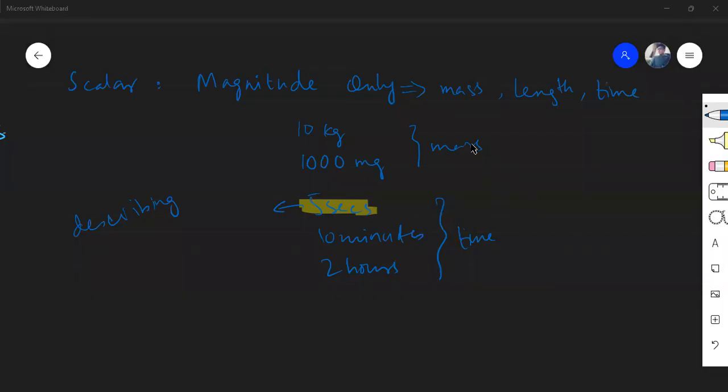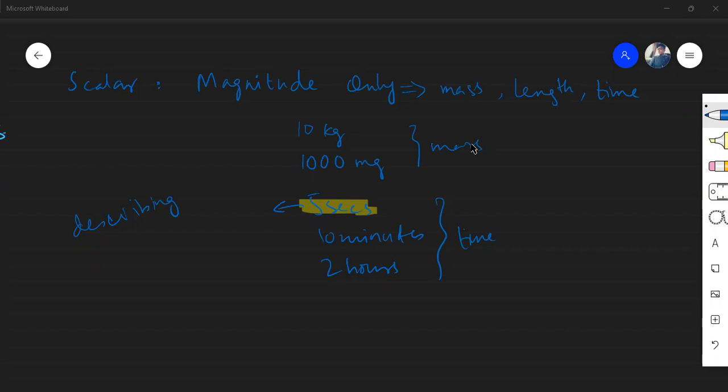So what I was telling was that scalars are quantities which need only magnitude to be described fully. Some examples of scalar quantities are mass, length, time. If I tell you that something is 10 kilograms or something is 1,000 milligrams, you can tell the mass. So 10 kilograms and 1,000 milligrams completely describes the quantity, that is the mass.